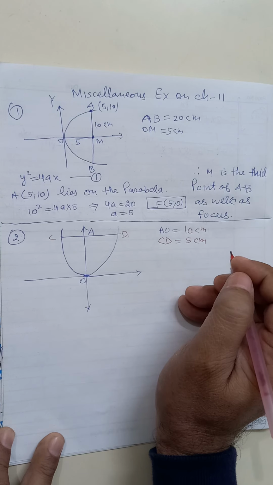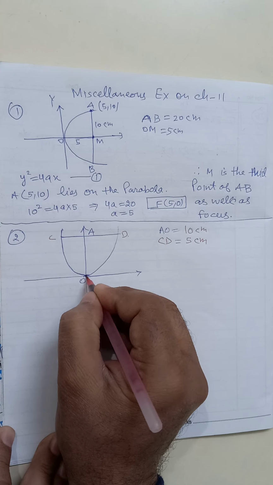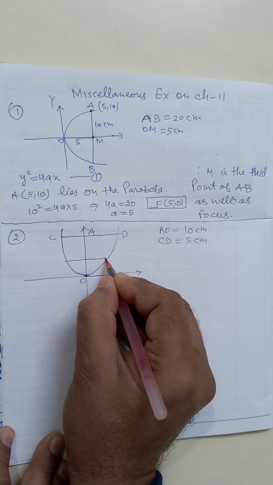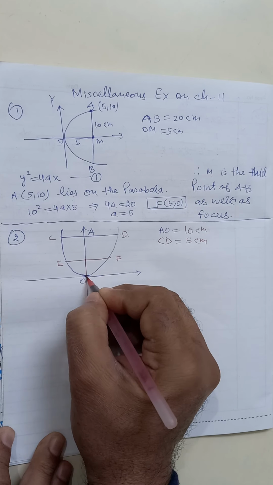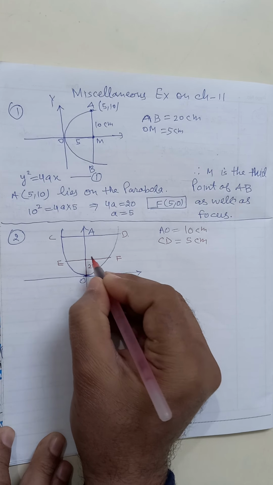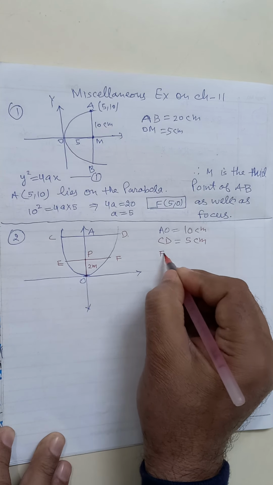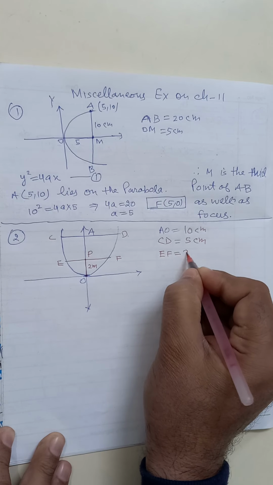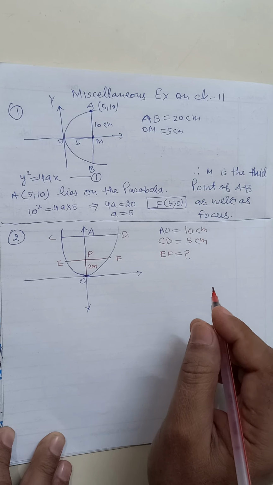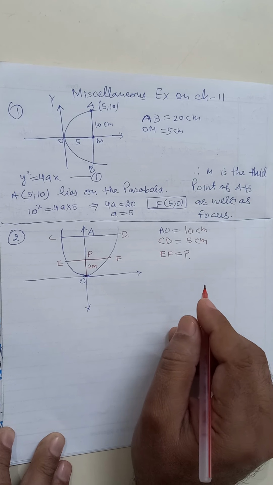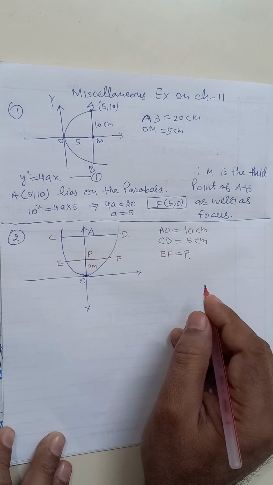Clear? How wide is it 2 meter from the vertex of the parabola? It means you have to find the length EF, and this length is 2 meter from the vertex. Clear? You have to find EF. This is the question. An arch is in the form of a parabola with its axis vertical. The arch is 10 meter high and 5 meter wide at the base. How wide is it 2 meter from the vertex of the parabola?